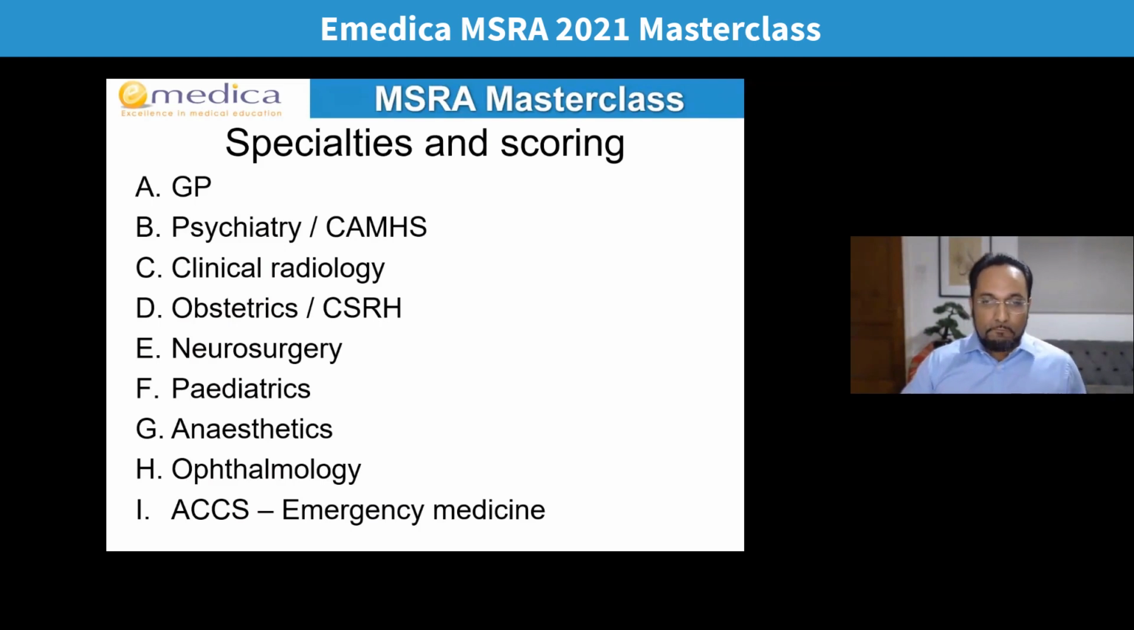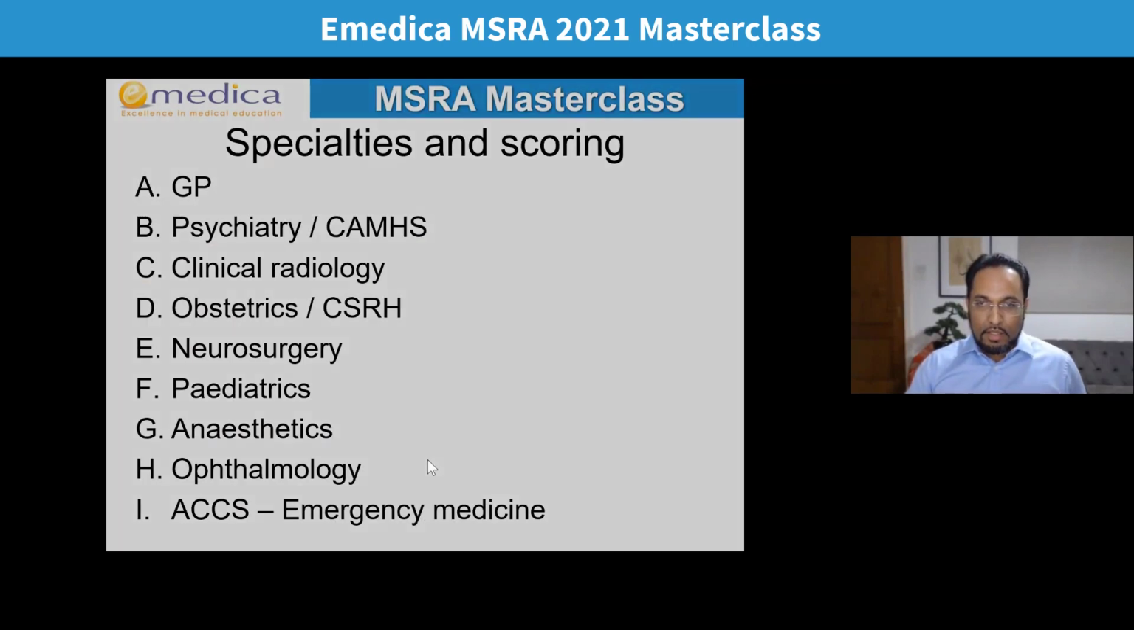So as I mentioned, if you've applied to more than one of these, you won't sit the exam more than once. You'll get one date that you book for the exam. Whatever you score, the same score will automatically go via Oriel into each specialty's application. But how each specialty uses it is completely different, and I'm going to show you that now.